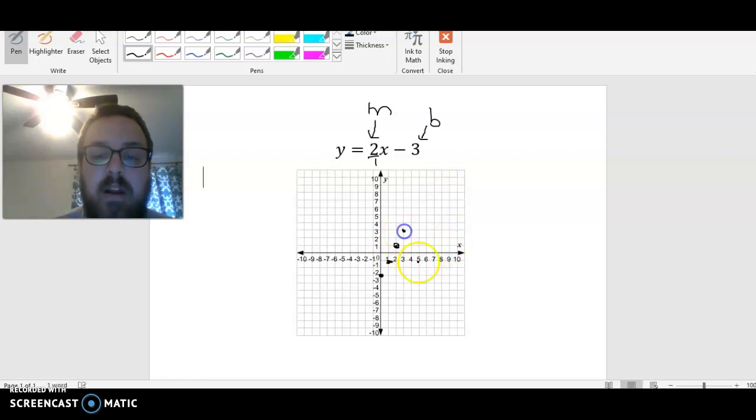If I wanted to add points the other direction, let's say I want to add points to the left, which as we're going to see later, sometimes is going to help us when we go to do this. I can go to the left, but if I go to the left, I just do the opposite of the top number. So instead of going up 2, I'm going to go down 2 and to the left 1.